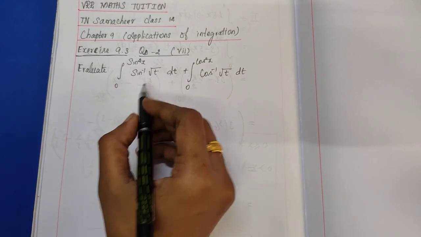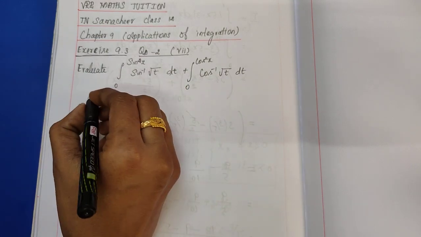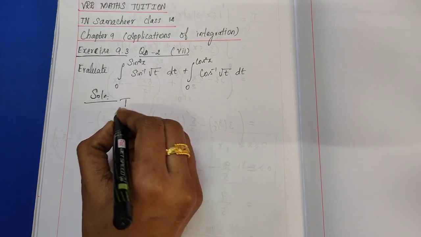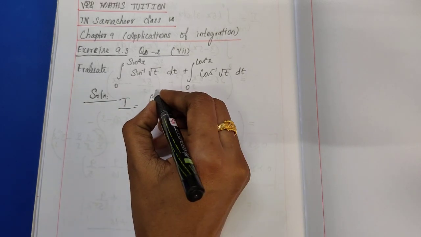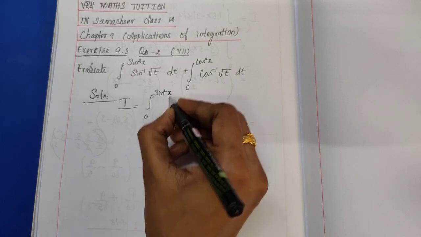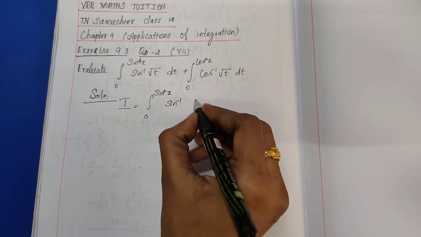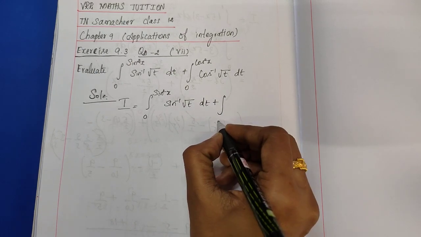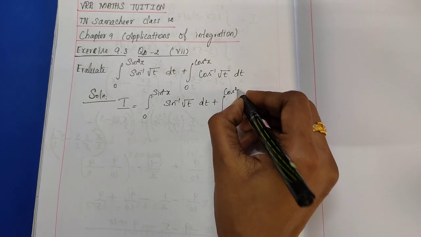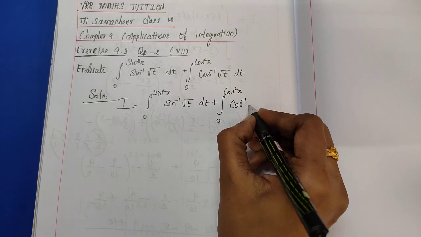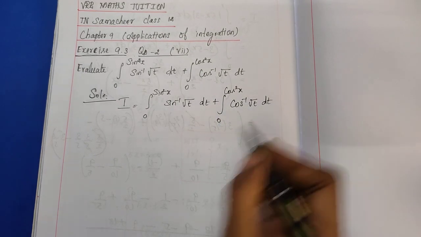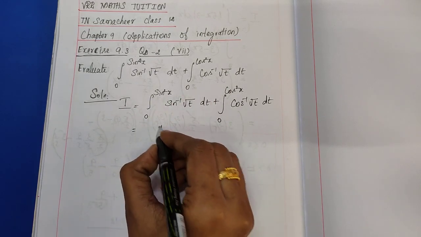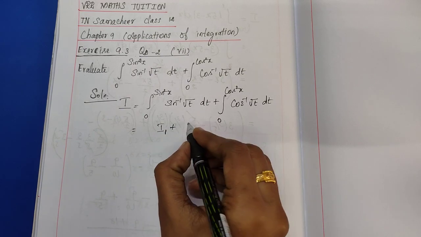Solution. First, take the given question as I. I is equal to integral 0 to sin square x of sin inverse root t dt plus integral 0 to cos square x of cos inverse root t dt. Take the first term as I1 and the second term as I2.